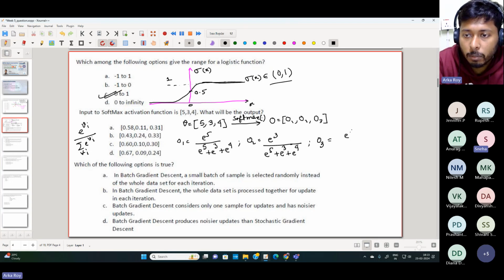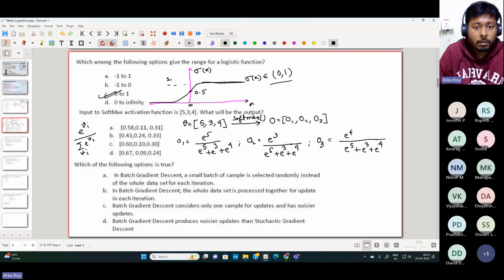And O3 would be e power 4 divided by e power 5, e power 3, e plus e power 4. So obviously you can use your calculator in mobile or scientific calculator. You can use it to get the values of these particular functions. However, as far as the examination is concerned, in the examination hall, you might not be allowed a scientific calculator. So they will provide you the on-screen calculator, and that is basically what is used in GATE exam.